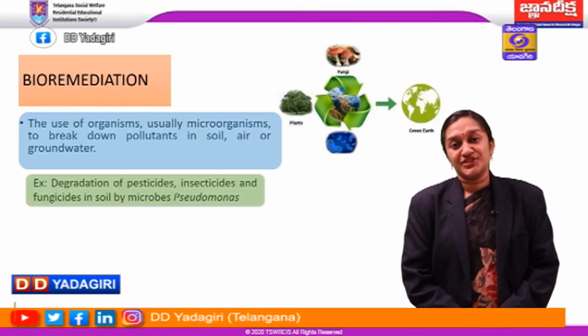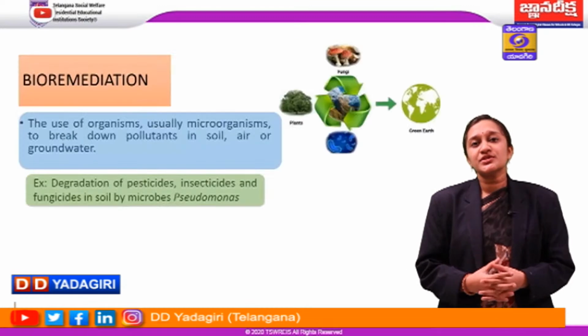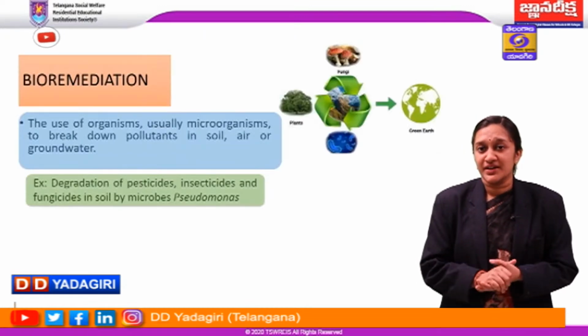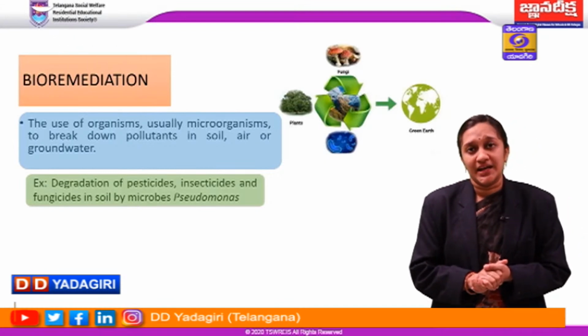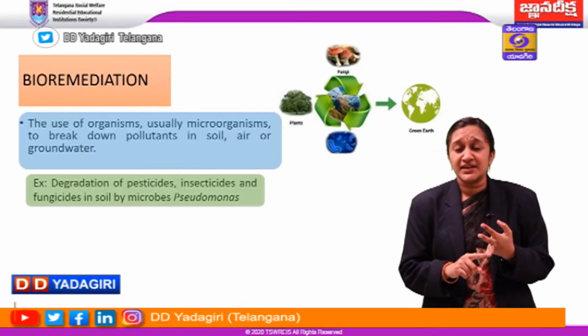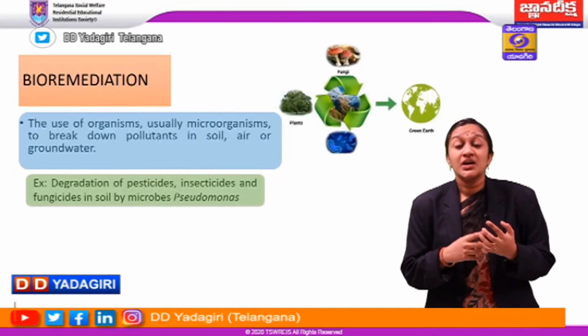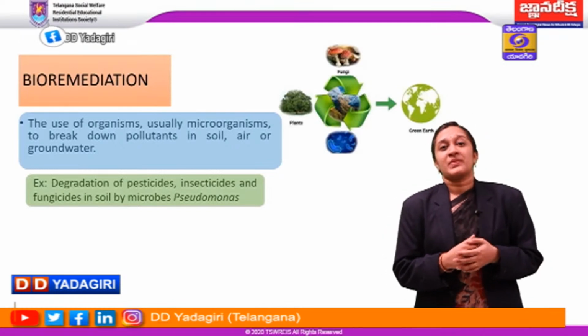Another important application in safeguarding the environment is bioremediation. It is the use of organisms like microorganisms that are genetically modified to break down pollutants in soil, air and groundwater. Degradation of pesticides, insecticides and fungicides in soil microbes like Pseudomonas has been used in recombinant DNA technology.